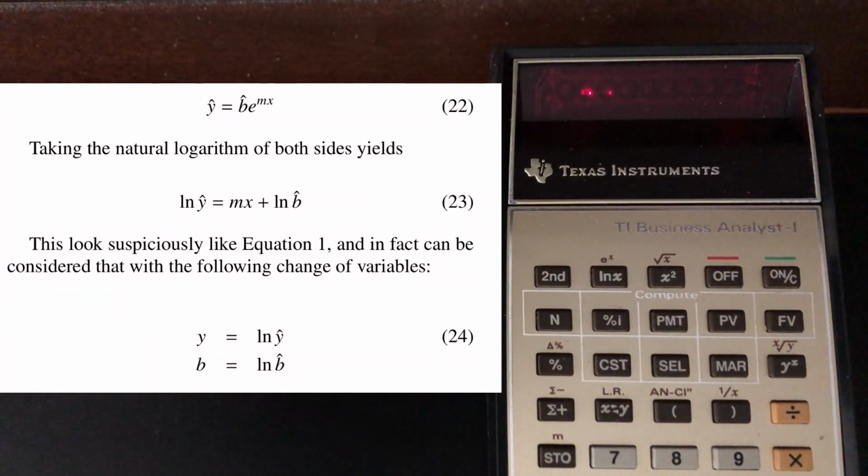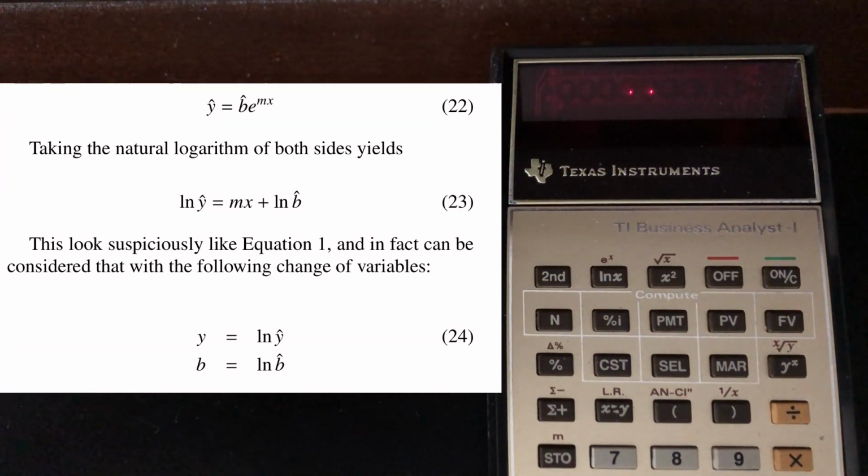If you take that, you look at equation 23, it looks suspiciously like equation 1. Now, equation 1 is y equals mx plus b, which we saw at the beginning of the last demonstration. And if I do a change of variables, I can actually make it look like the linear equation if I change those variables. And the calculator allows you to do that on the fly.